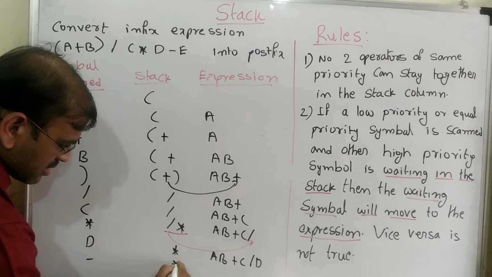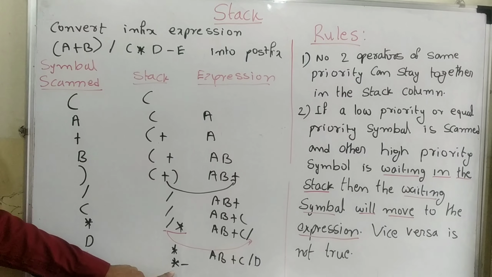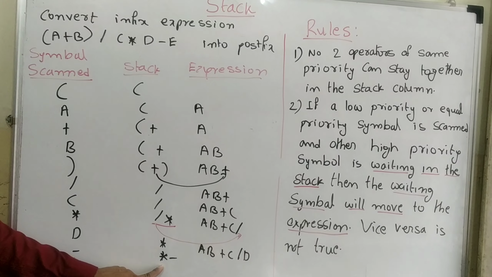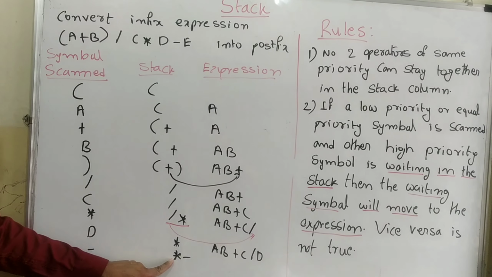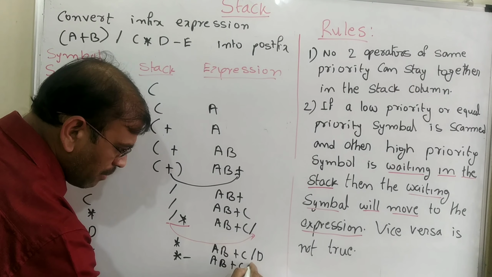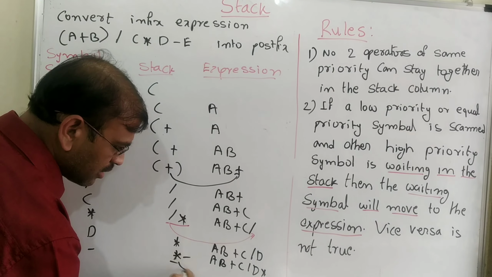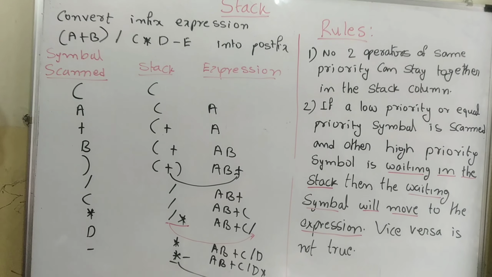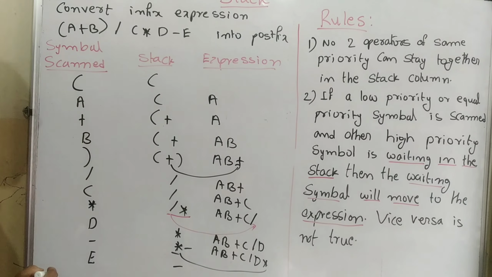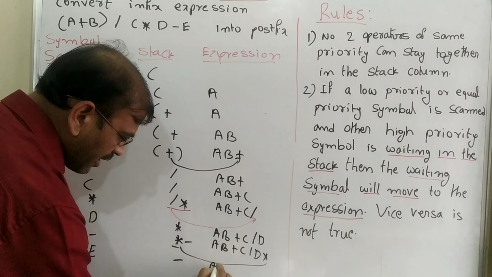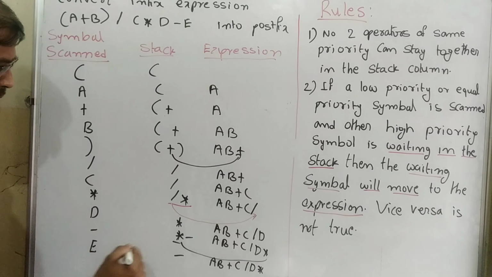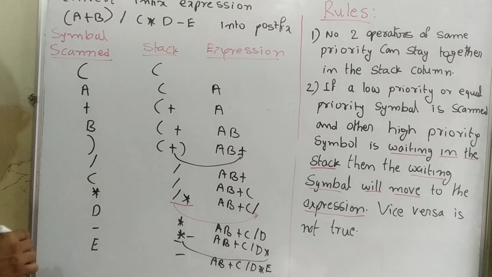When I write the minus here, look at this. Minus has lower priority than the multiplication. So the multiplication will move to the expression. Then E is there. Now what sign is in the stack? Minus is remaining here. AB plus C slash D multiplication. E we are writing into the expression.